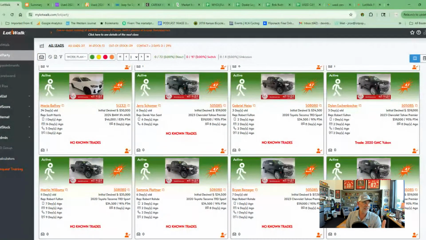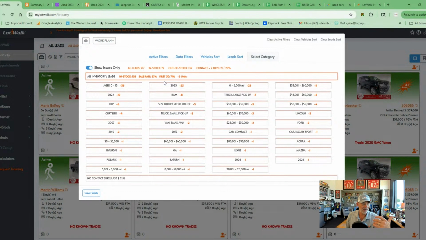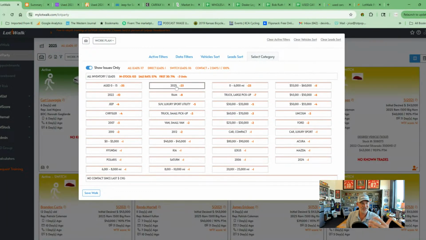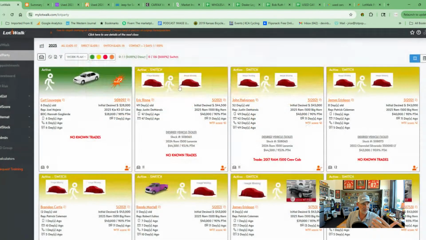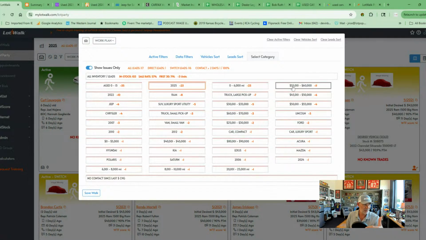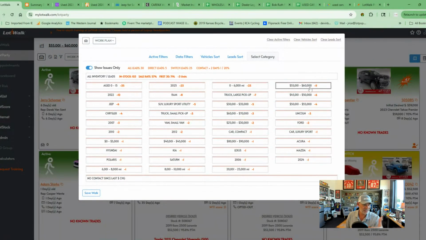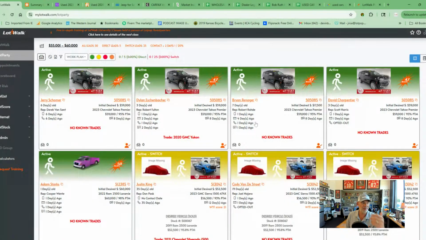Active in-stock lead, or again, if I've got a problem with my 2025 sitting on my lot, why don't I call and email any active lead on 2025s, right? That's a bad example because not too many late model cars, but you get my point. You got $55,000 to $60,000 vehicles sitting on your lot. Well, if I have any leads, I don't care if it's a 50-day-old lead or a 7-day-old lead, let's call and email them and let them know what's going on.